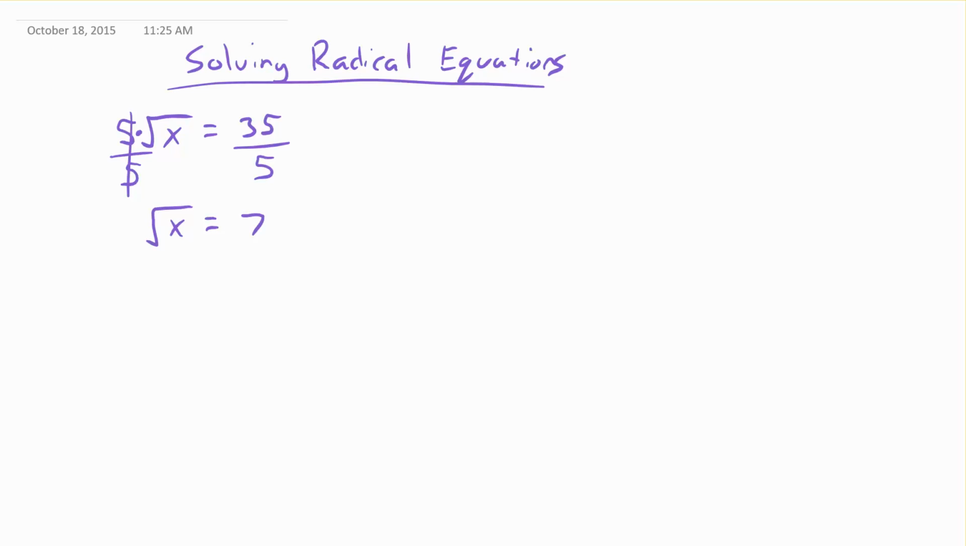Now we're close. We've almost got x on its own on one side of the equation, but not quite. What we have to do is square both sides of this equation. The reason I'm going to square both sides is because if I square this square root, they cancel each other out. Then what I'm left with on the left side of this equation is just x, and on the right side I have 7 squared, which is 49.